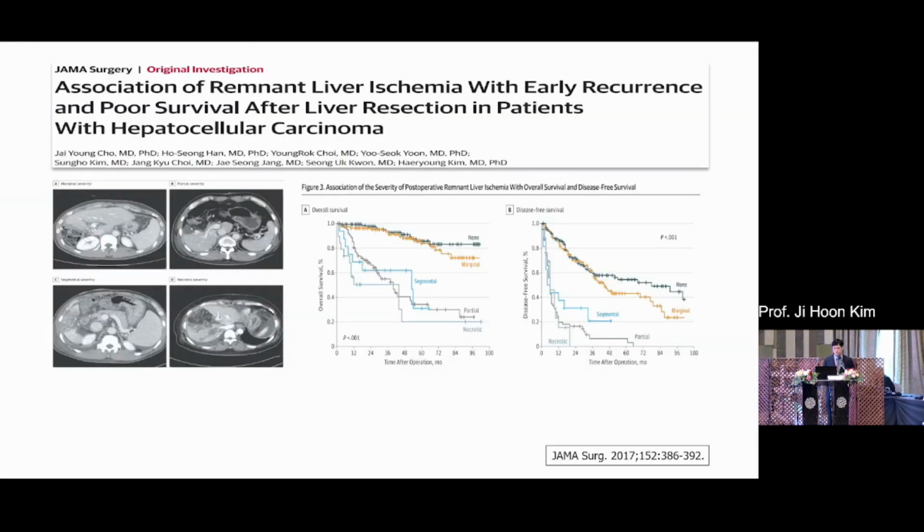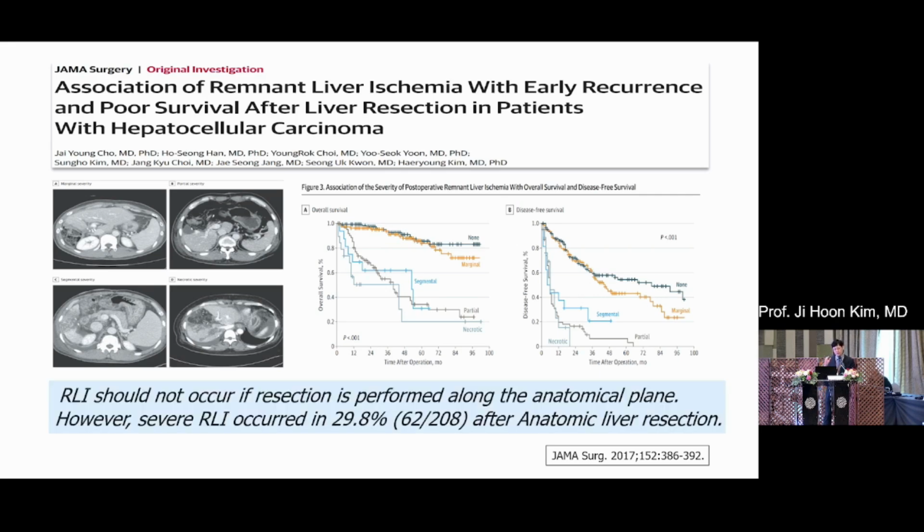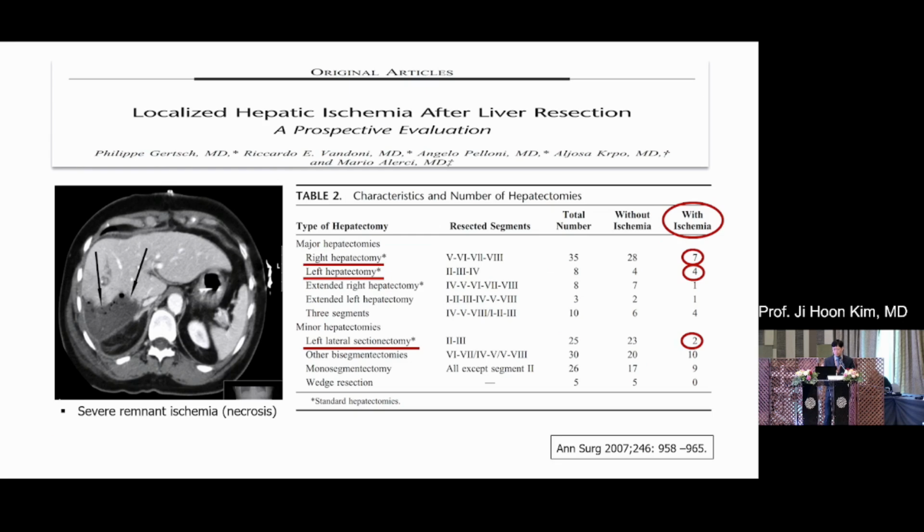And this is a very well-known paper. Remnant liver ischemia is related to survival. Theoretically, in anatomic liver resection, there is no remnant ischemia. But according to this paper, even though the resection is anatomic, severe remnant liver ischemia occurred in about 30% after anatomic liver resection. This paper is from 2007, on locally hepatic ischemia after liver resection.